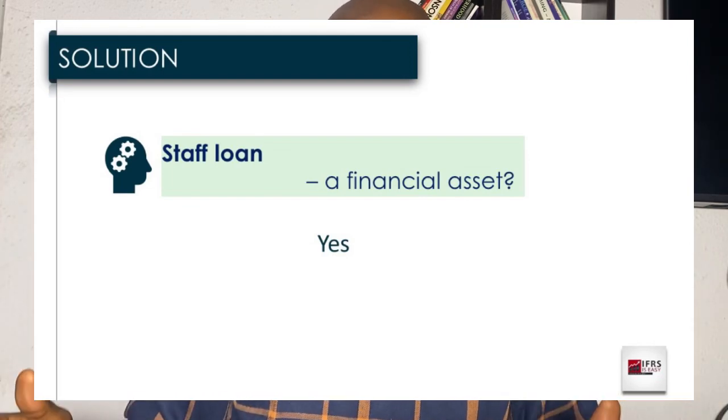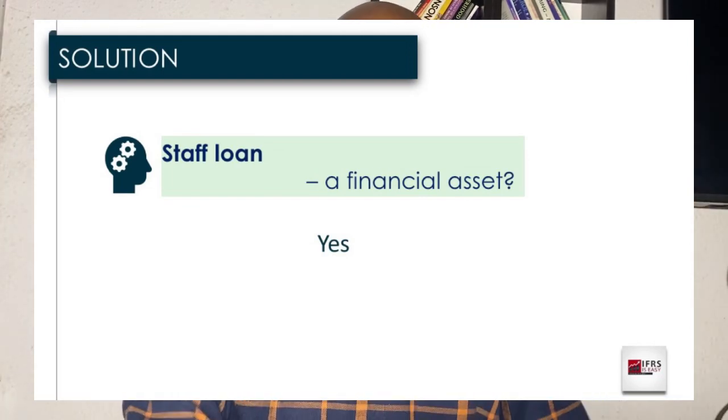Staff loan. When you give a loan to your staff, you expect them to pay back cash. And so staff loan meets the definition of a financial asset. I did a video recently on staff loan and staff advance. If you look at the description box below, you have a link to that. It explains how to do the computation of staff loan, amortization schedule for it, and so on and so forth. You can just check that out.